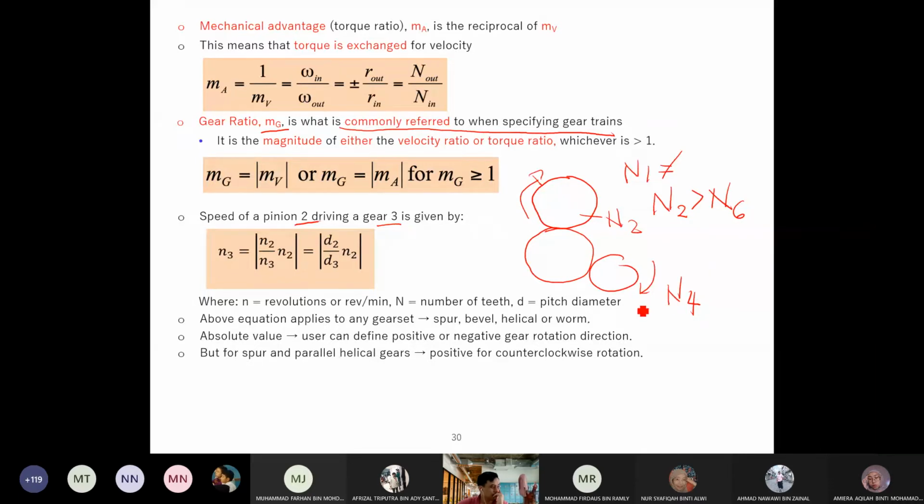Itulah maksud dekat sini. So you have to remember that biasa kita guna adalah number of teeth. Capital N is the number of teeth, small n is RPM, rotations per minute. Kena biasakanlah dengan terms ni ya.